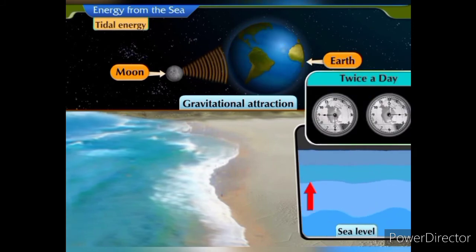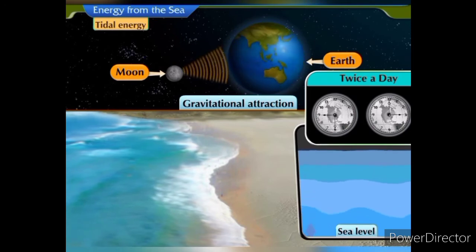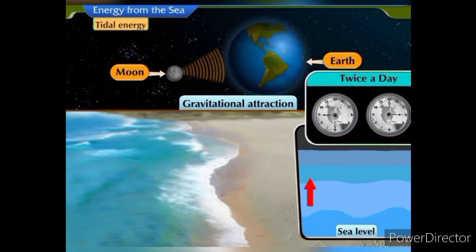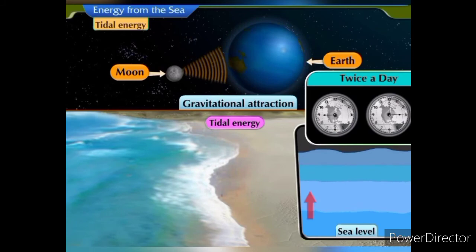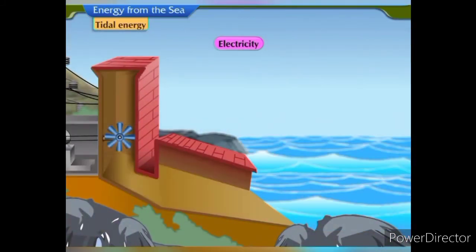Tides raise the water level by a few meters. The energy possessed by rising and falling water in tides is known as tidal energy. Electricity can be generated from such tides.